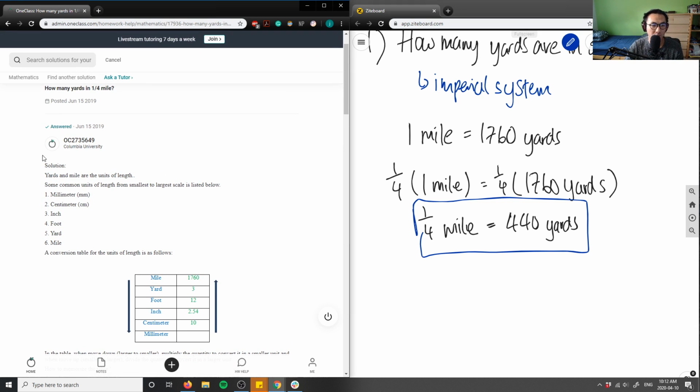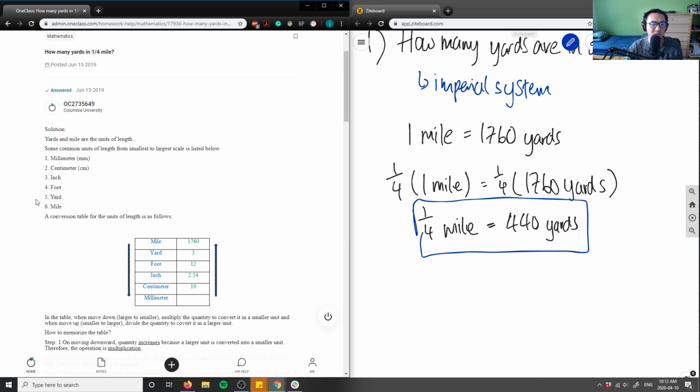So it says here, they wrote, yards and miles are units of length. That's good. We're looking at units of length, right? How long or how far something is. Some common units of length from smallest to largest are these ones here, right? So we have 1 to 6, there's a mixture of imperial and metric systems, which I personally don't really like. I would actually keep these units separate, because the metric system is much easier to use than an imperial system, in the sense that you're only moving by factors of 10 or multiples of 10, sorry.